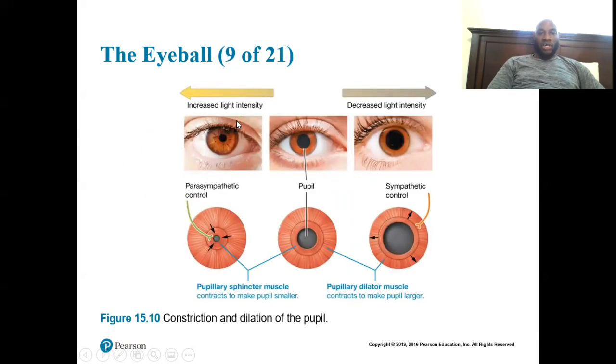Right, so increase light intensity, decrease light intensity. Parasympathetic control, sympathetic control.